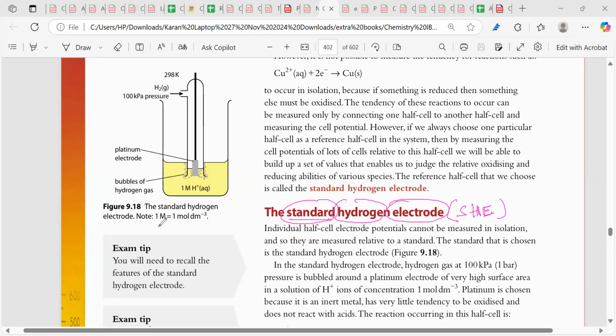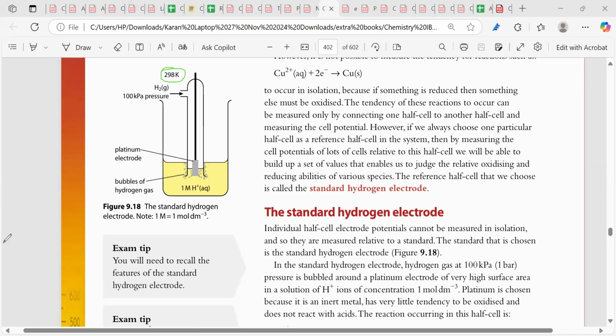When we talk about a standard hydrogen electrode, how does it look? We take a glass test tube, like a specialized test tube, and we take a platinum wire. And we bubble hydrogen gas at 100 kilopascal pressure. We have to follow the standard conditions also, right? 100 kilopascal pressure, and we take 298 Kelvin.